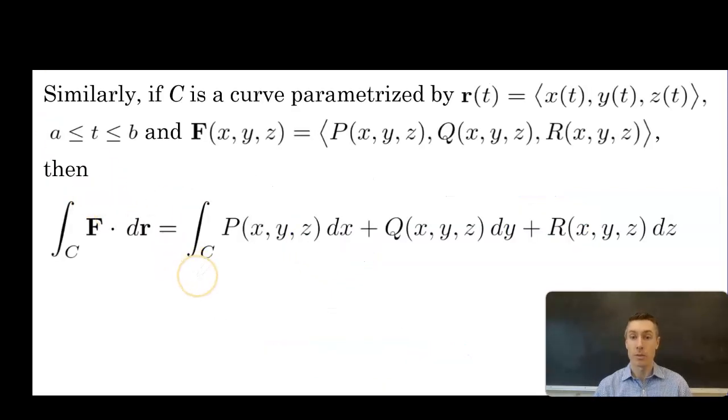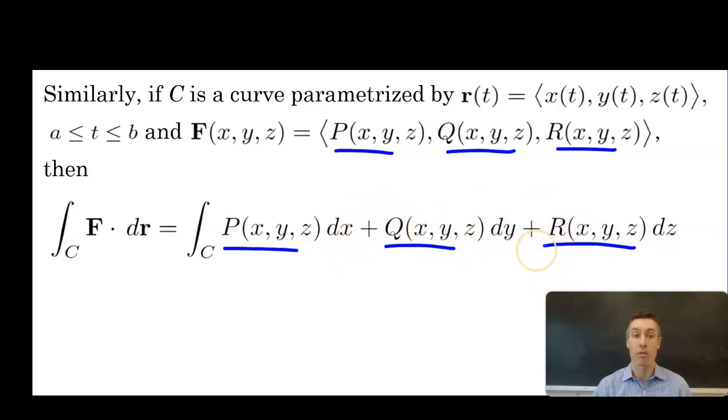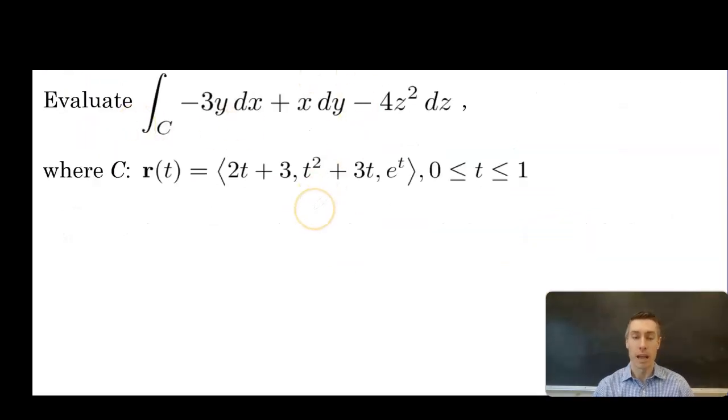If we extend into 3-space, all that's going to change is now our vector field has 3 components. So now the differential form has a dx, dy, and a dz, and each component is a different component of the vector field, p, q, and r, respectively. So let's look at setting one of these up, and then I'll give you the answer. We won't actually go through the integration, as I think you'd be able to do it. So evaluate the integral along the curve c of negative 3y dx plus x dy minus 4z squared dz.